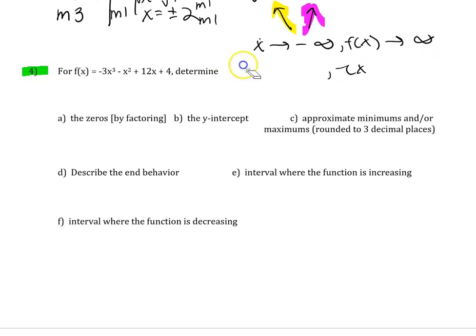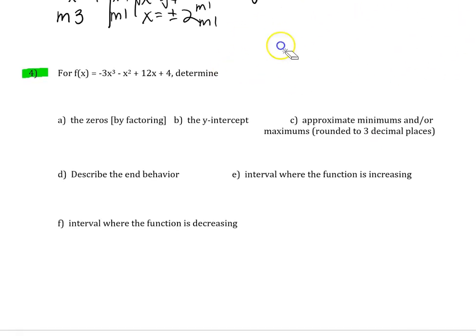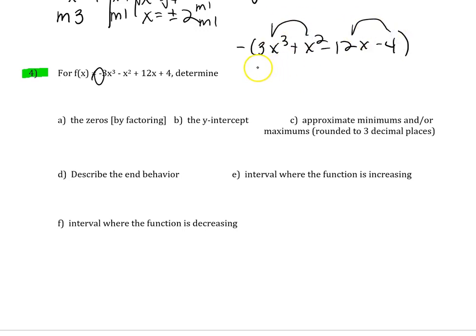Okay, I'm going to delete this so I have some space. For question 4, I'm going to algebraically determine the zeros of this. First thing I'm noticing is I have a negative leading coefficient, so I'm going to factor that out. Okay, since there's 4 terms, this is likely a factor by grouping. Oops, minus 4.